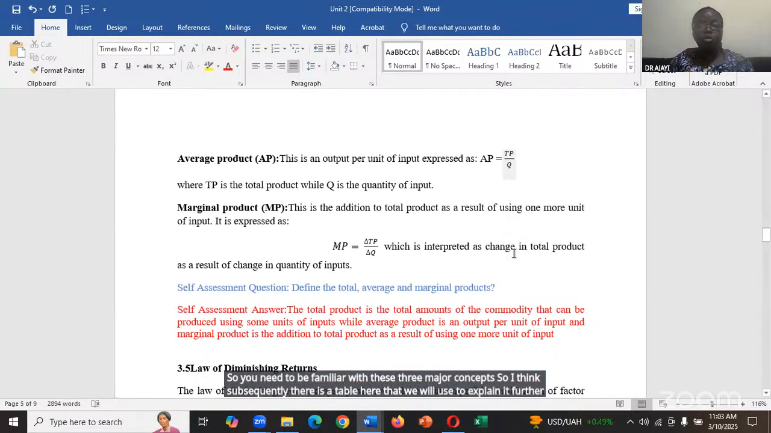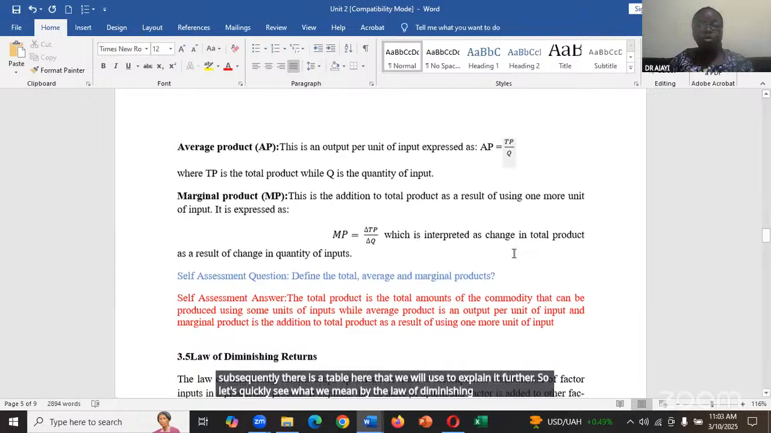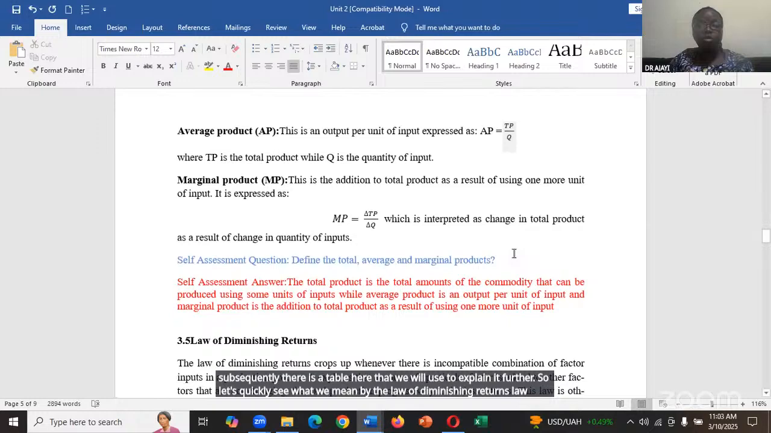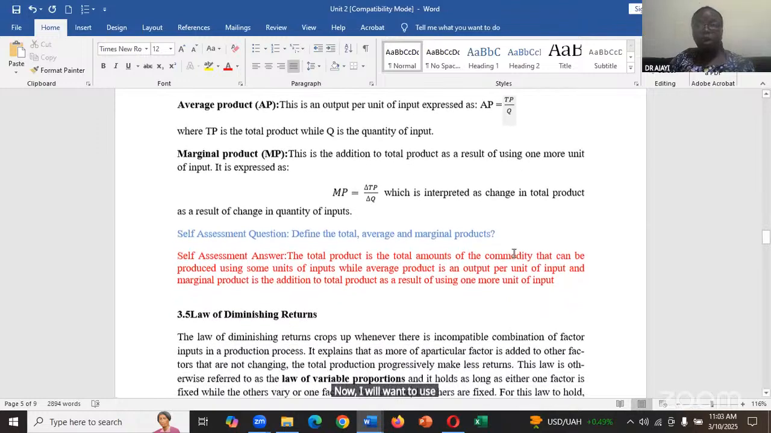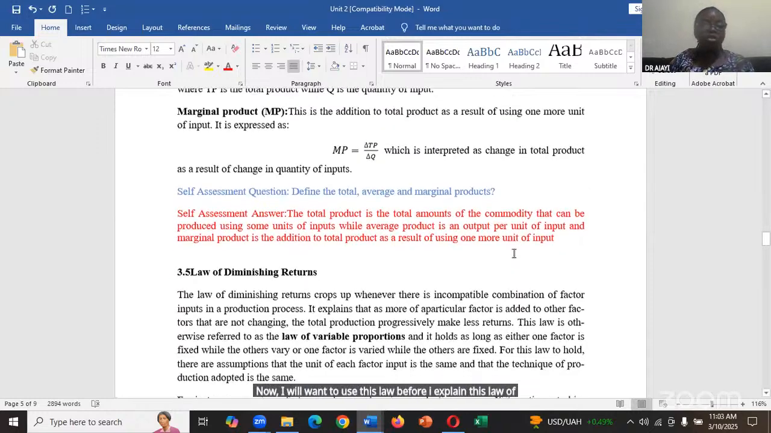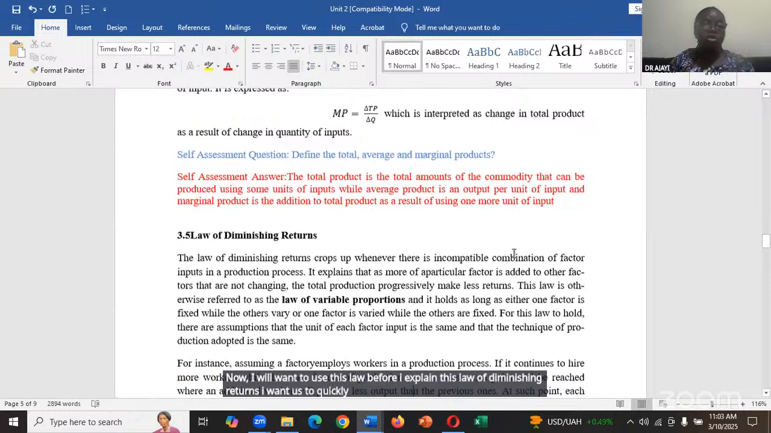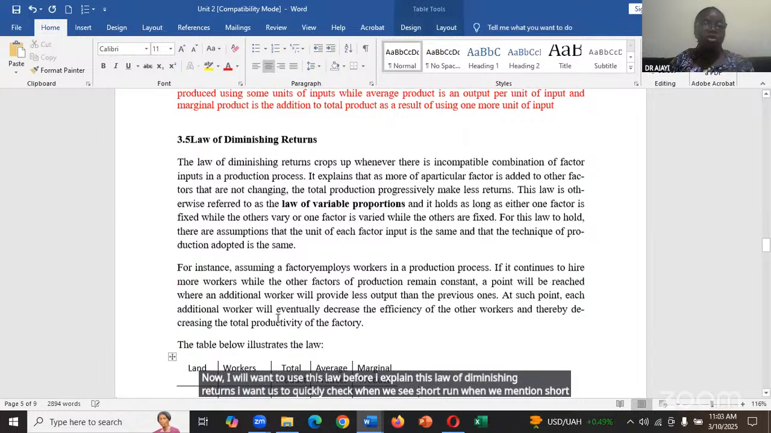So let's quickly see what we mean by the law of diminishing returns. Before I explain this law of diminishing returns, I want us to quickly check when we mention short run and long run.